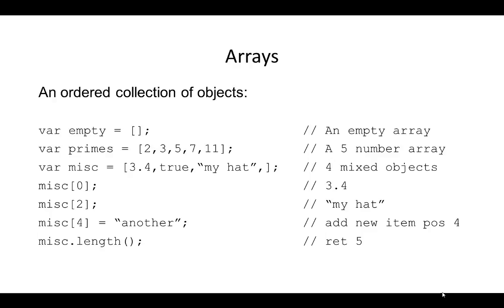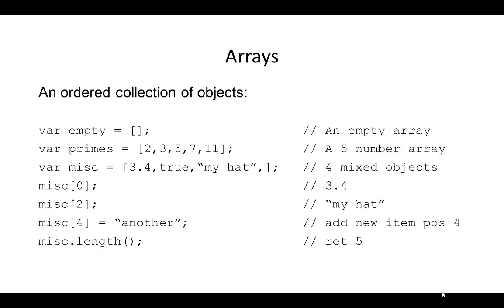Lists are declared with square brackets. To declare an empty list, I can just go var empty equals two square brackets with nothing inside. But if I want to declare a list with something in it, I just comma separate the values I want in my list. So here's a list called primes with the values 2, 3, 5, 7, and 11 in that list.